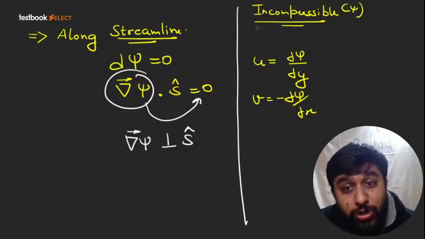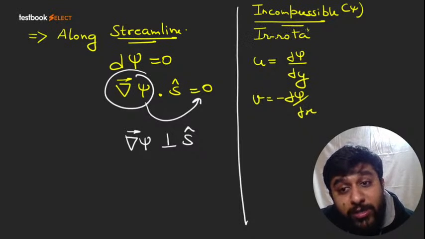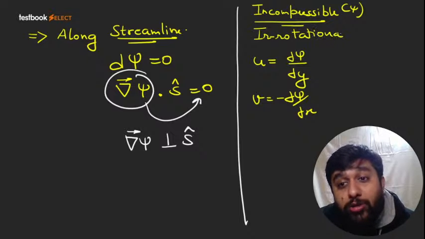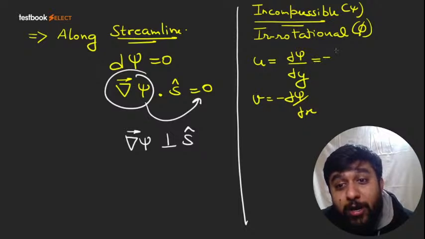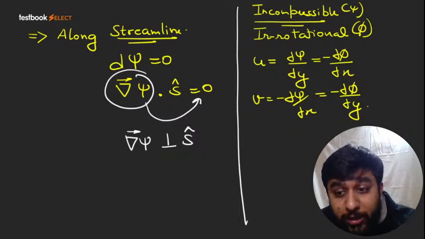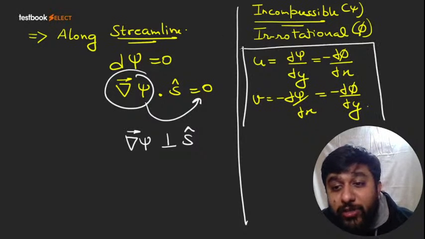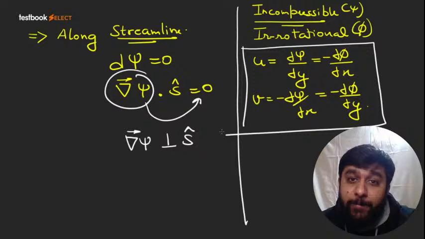But let me also say that the flow is irrotational. So if the flow is irrotational, you can also define a velocity potential function. Then u will be equal to minus del phi by del x, and v will be equal to minus del phi by del y. So when the flow is both incompressible and irrotational, you will get this set of equations, which is called the Cauchy-Riemann equation.